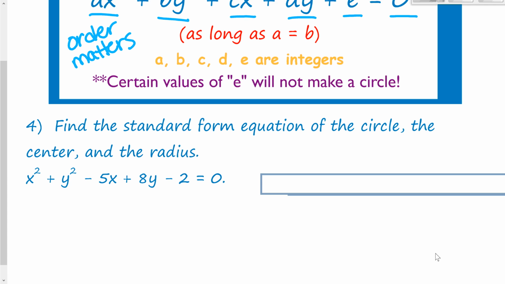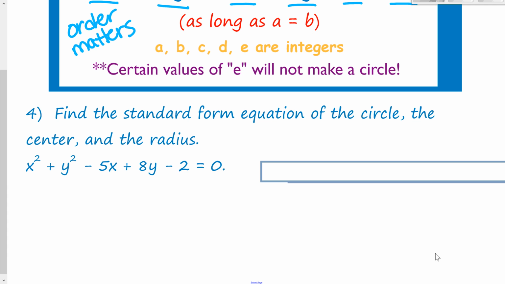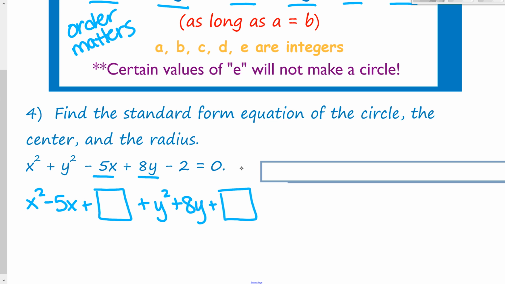So once again, we're going to be completing the square, but notice there is an x term and there is a y term, so we're going to complete the square for x and we're going to complete the square for y. So I'm going to start by rearranging a little bit. X squared minus 5x, and then figure out what completes the square, and then y squared plus 8y, and then figure out what completes the square. And then I'm going to add 2 to both sides just to get it over to the other side, kind of get it out of the way.